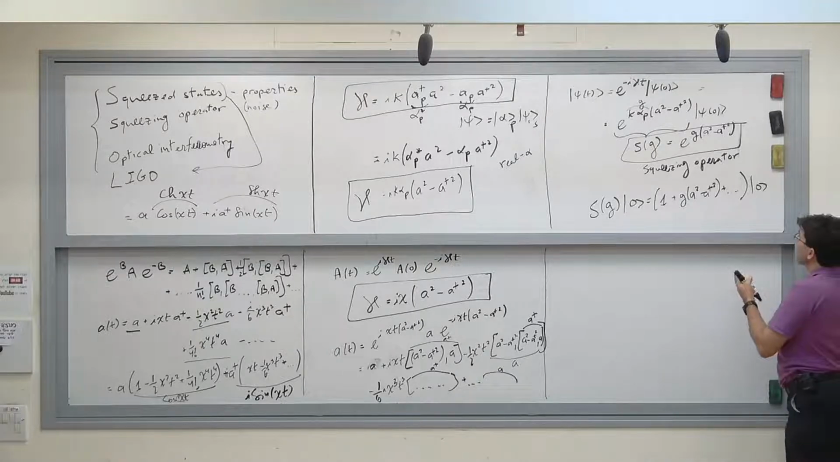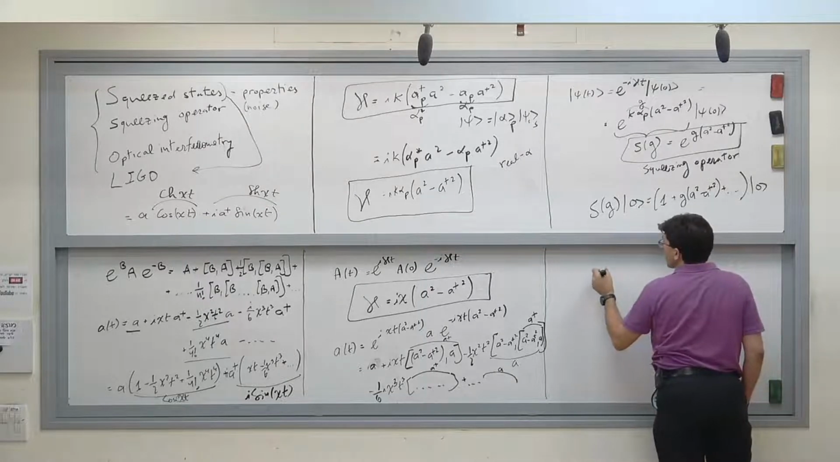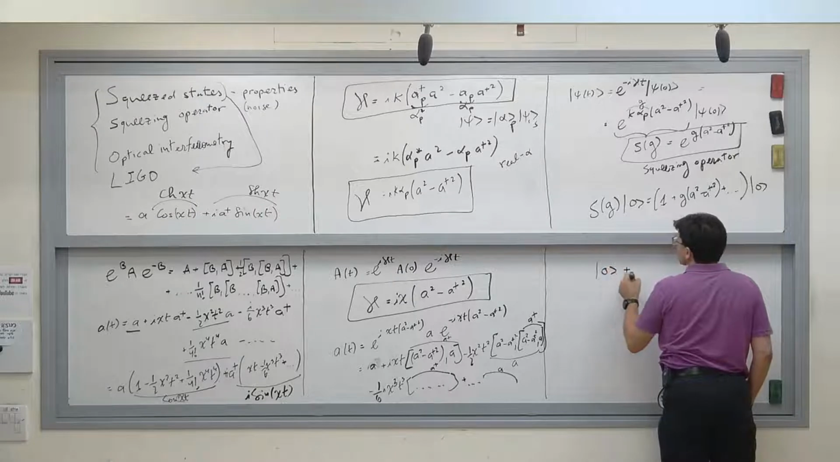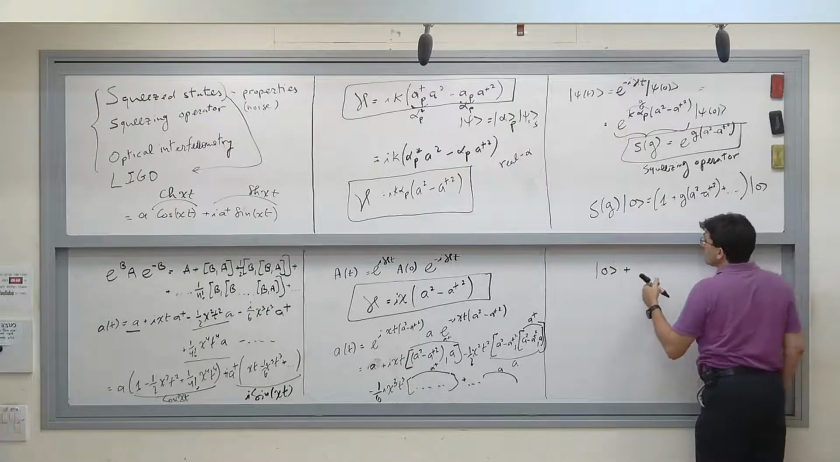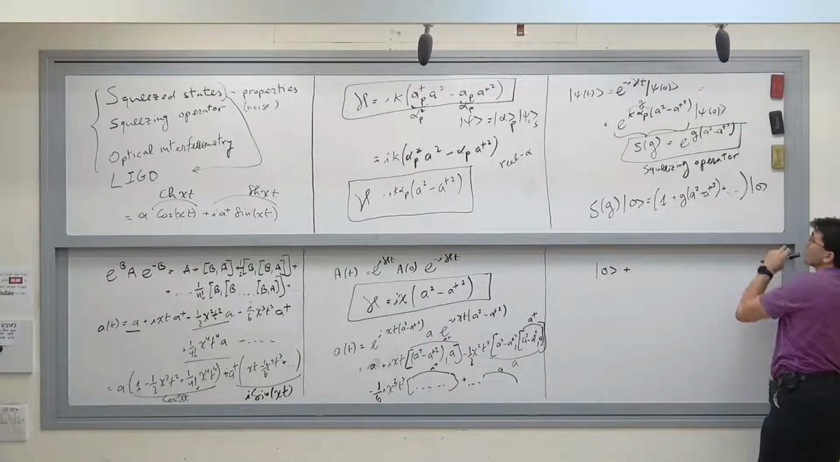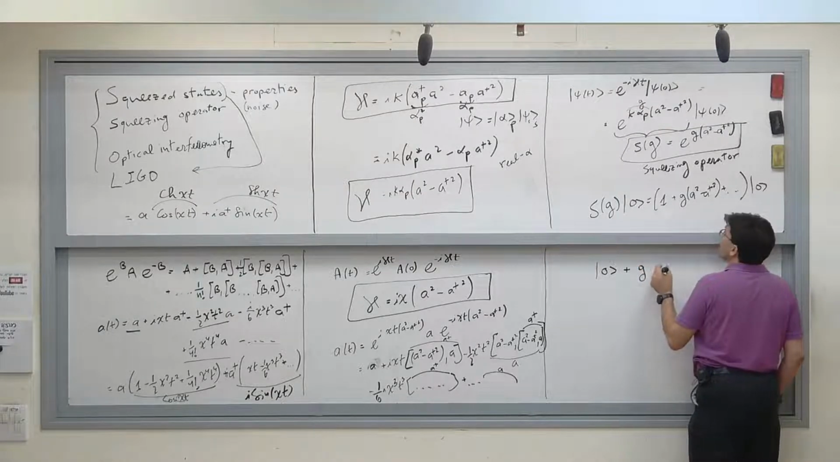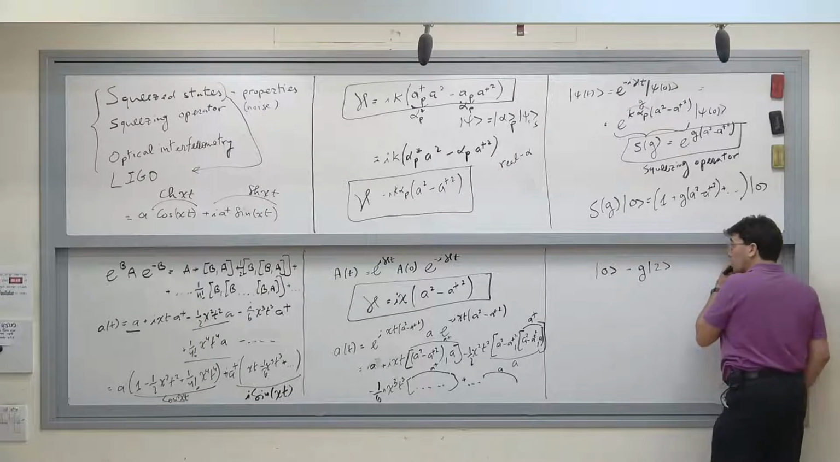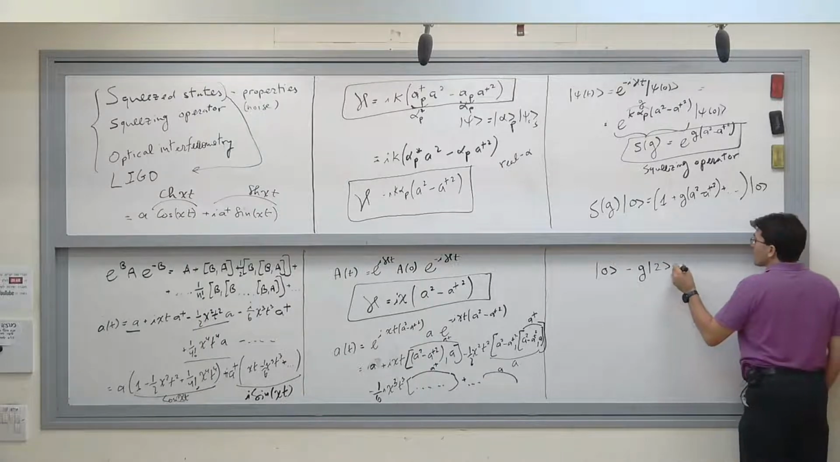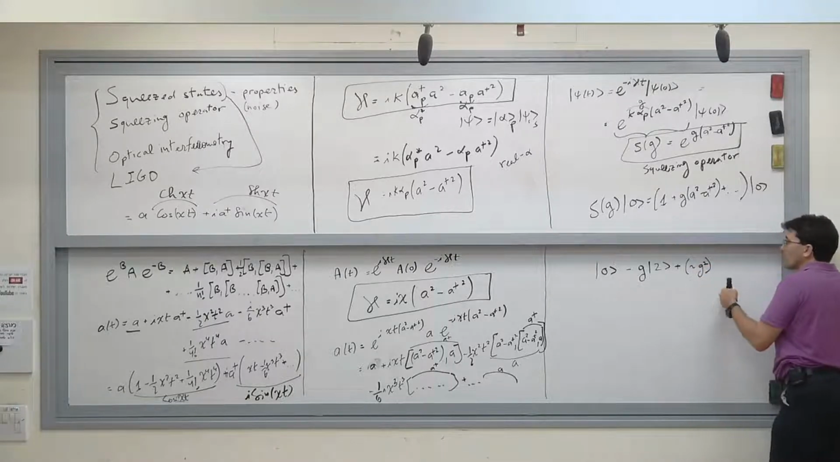And of course, if we operate this on the vacuum, that will be vacuum plus, well, A squared operating on the vacuum does nothing, and A dagger squared operating on the vacuum generates the state 2. So plus G, or minus, maybe it does matter, times 2. And then there would be plus something that goes like G squared times the state 4.